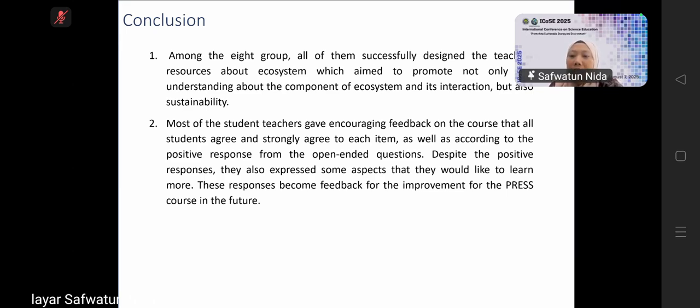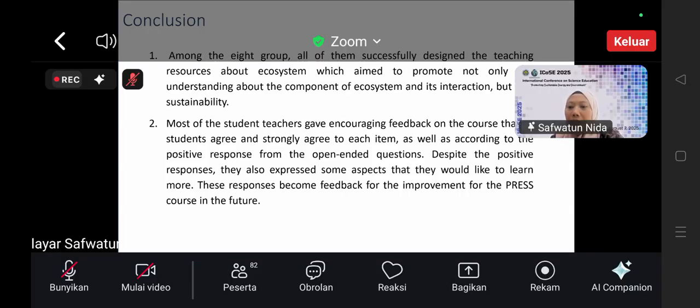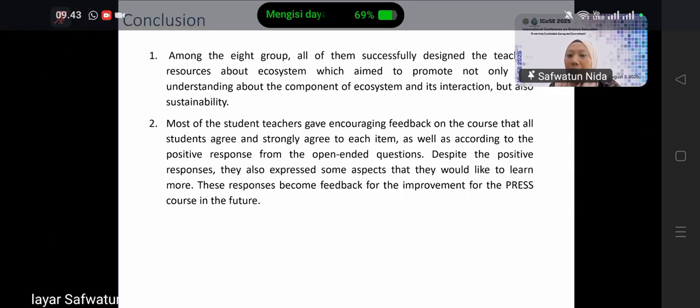Most of the student teachers gave very encouraging feedback on the course. Almost all students agree and strongly agree to each item, as well as giving positive responses to the open-ended questions. Almost all students acknowledge that as future teachers, the course has raised their awareness of global sustainability issues and given them knowledge that will help them teach about sustainability in the future, when they return to teach in real settings.